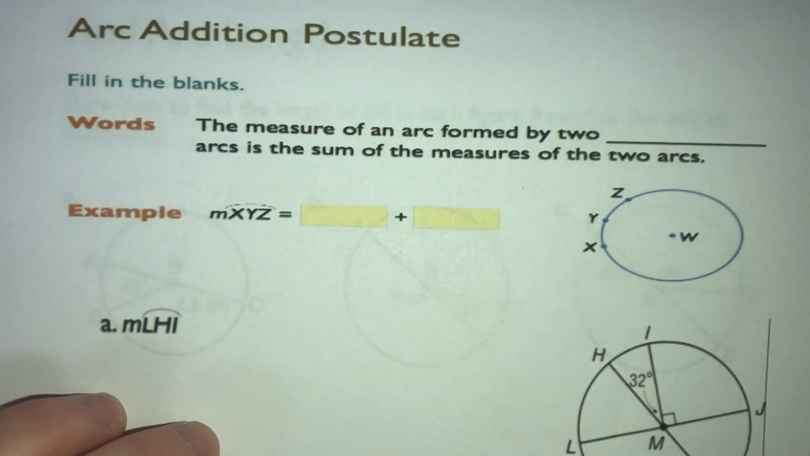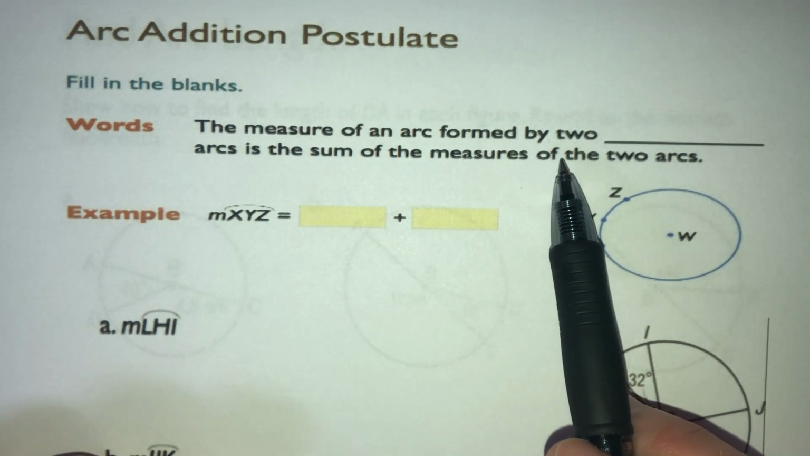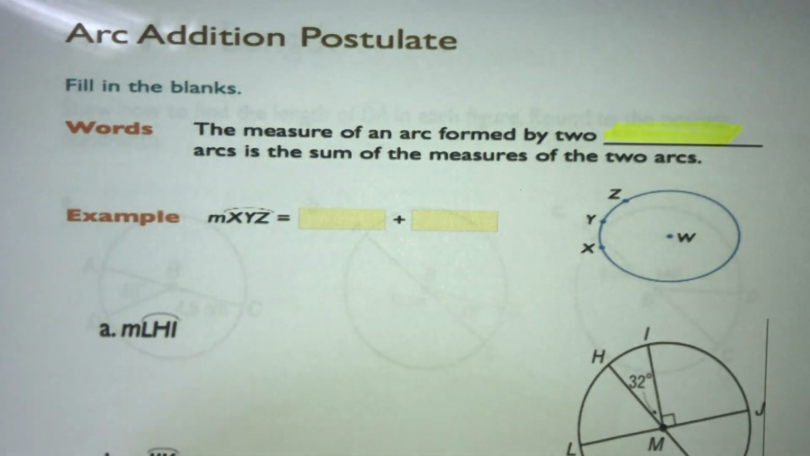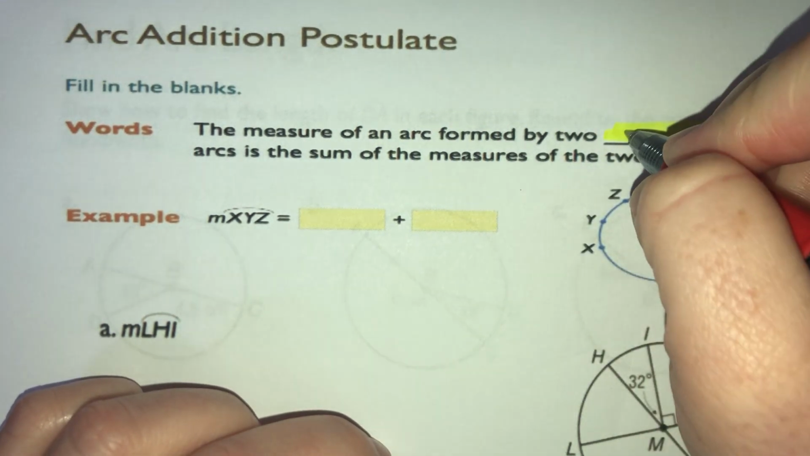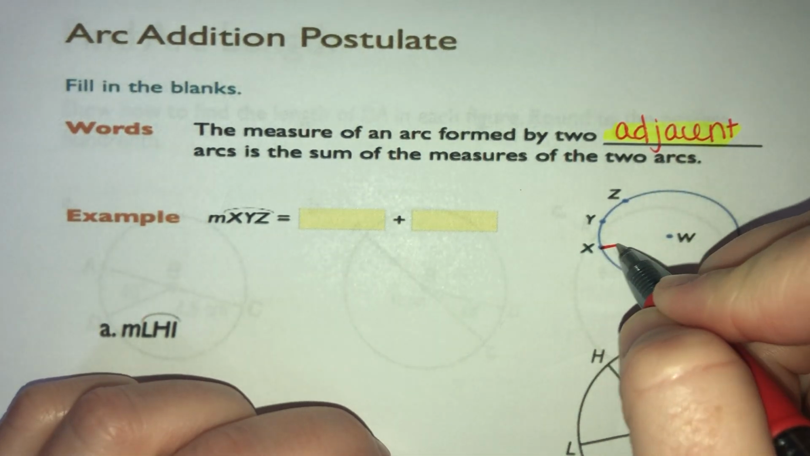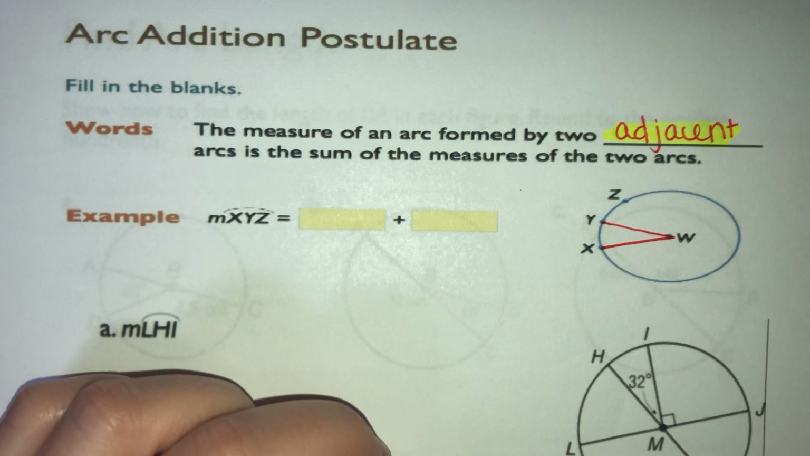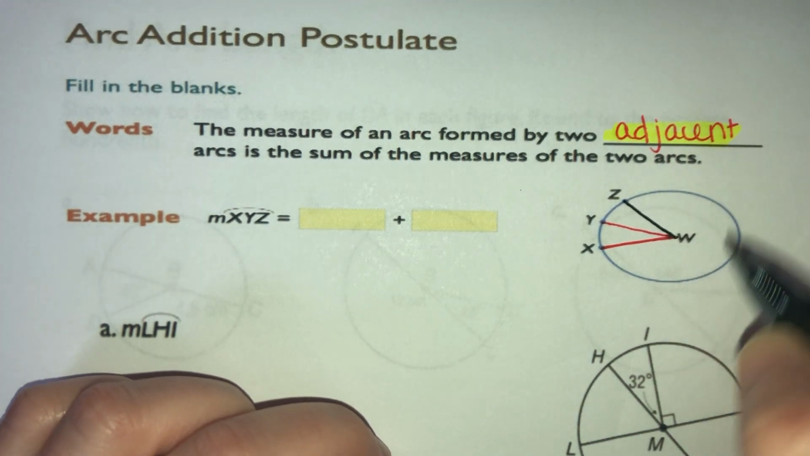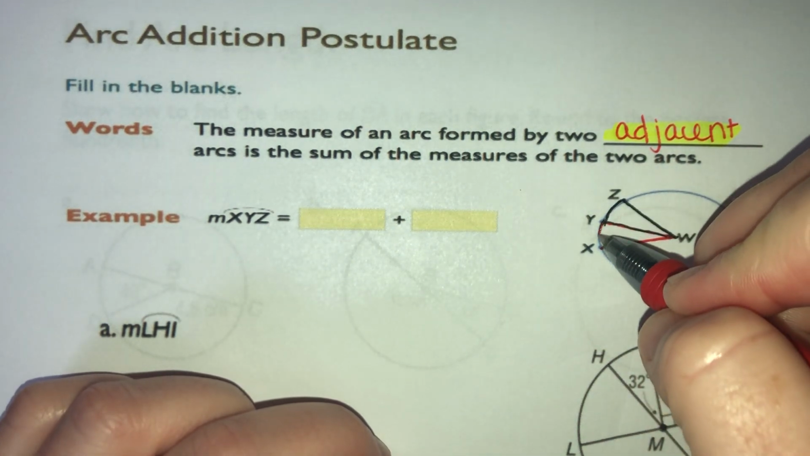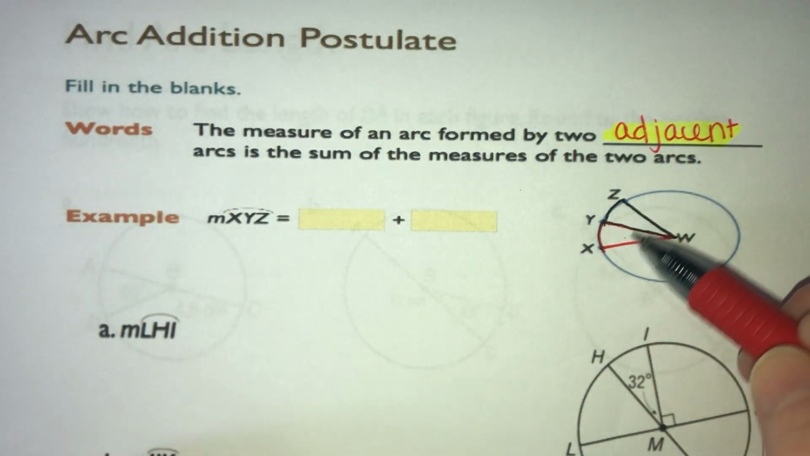All right, arc addition postulate. Fill in the blanks here. The measure of an arc formed by two adjacent arcs is the sum of the measures of the two arcs. So in this blank right here, we're going to write the word adjacent, meaning they're right next to each other. Okay, so if I were to draw this angle, there's one, and then I added on to it and got this angle, right? There's two, this guy and this guy.